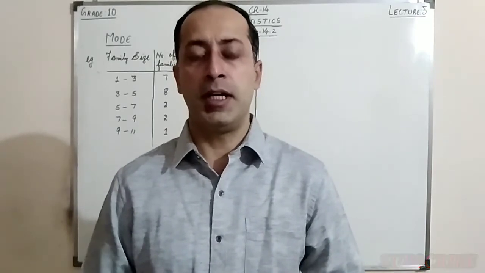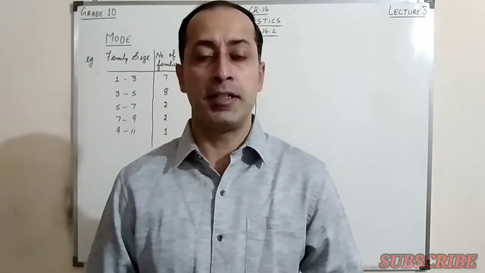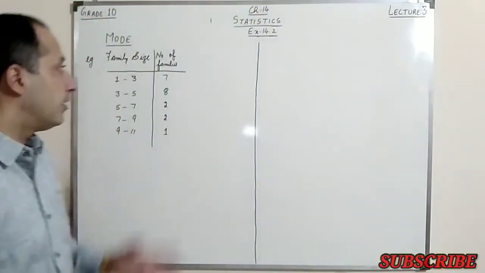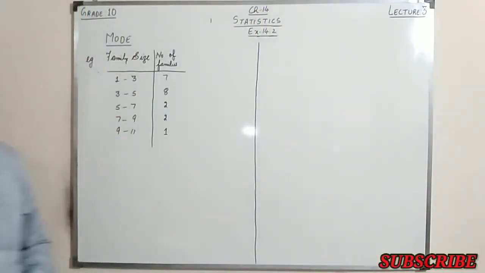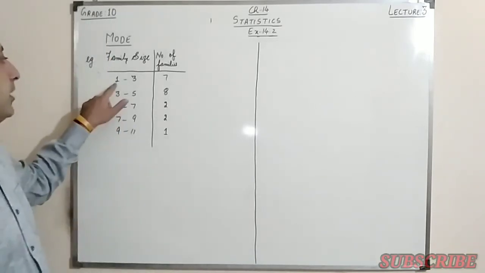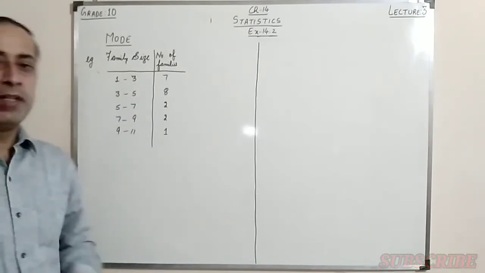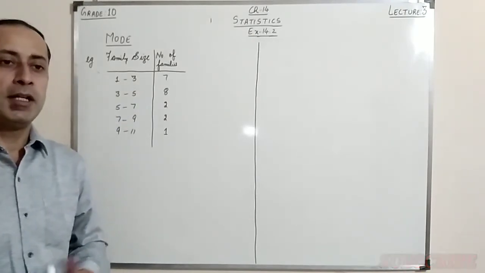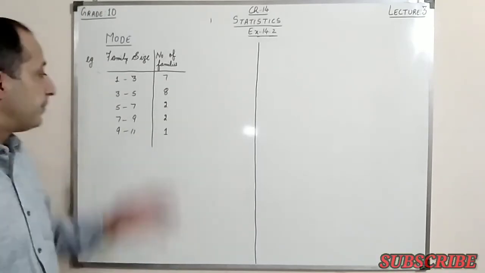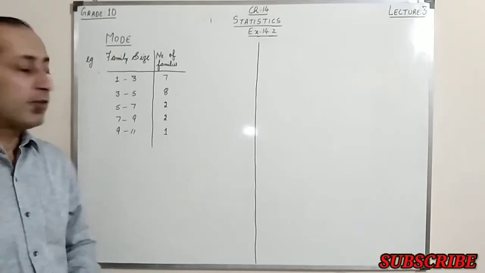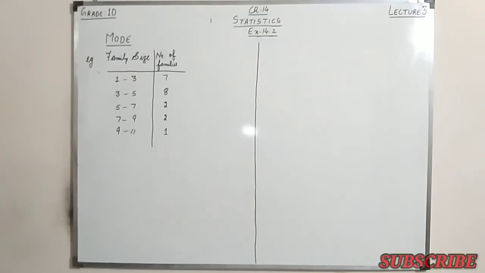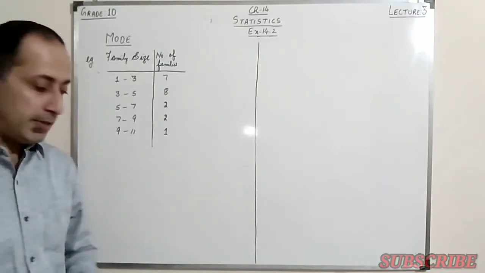I have an example from the NCERT book of grade 10, and you can see the table on the board behind me. This question is about family size, that is, how many members there are in a family. If the number of members in a family is from 1 to 3, we have 7 families. From 3 to 5 we have 8 families. From 5 to 7 we have 2 families. Again 7 to 9 we have 2 families, and 9 to 11 we have 1 family.